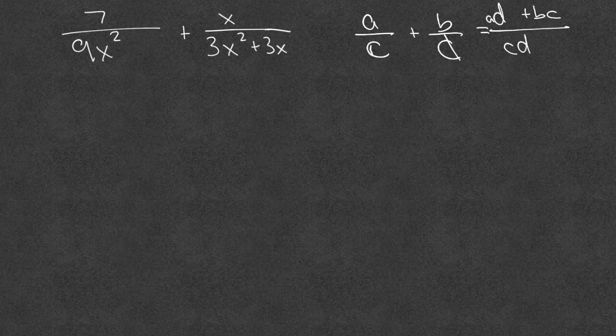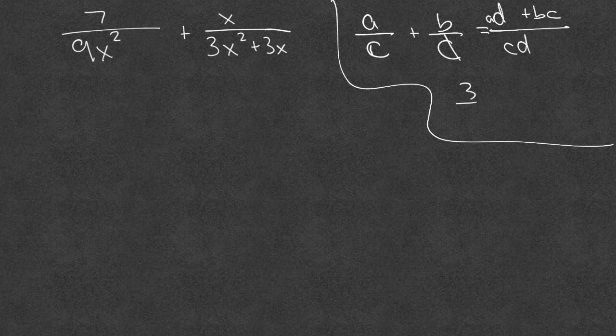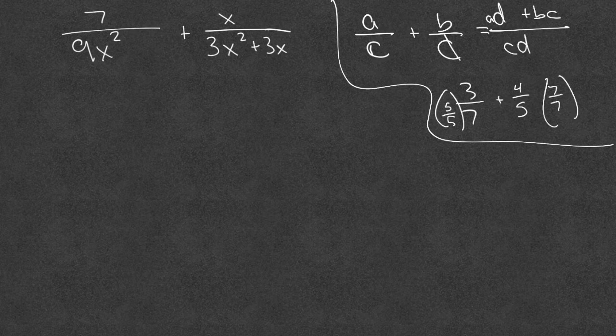Now, an easy way to determine what I'm talking about is if I had 3/7 plus 4/5. That's really what I did: I multiplied this by 5 over 5 and this by 7 over 7, right? That's now CD, and this is AD and BC. So we're going to go ahead and use that same method in order to put them together.